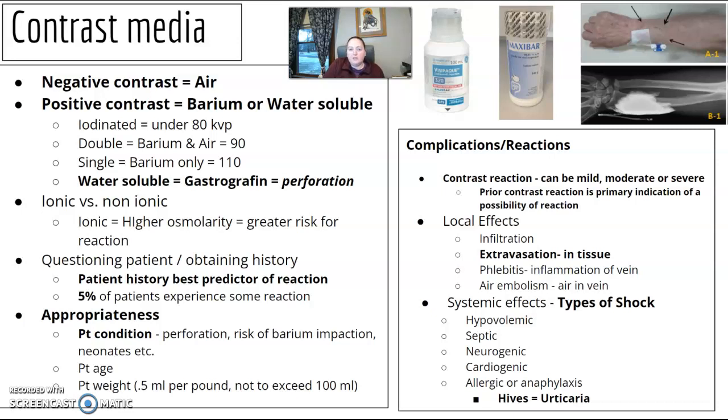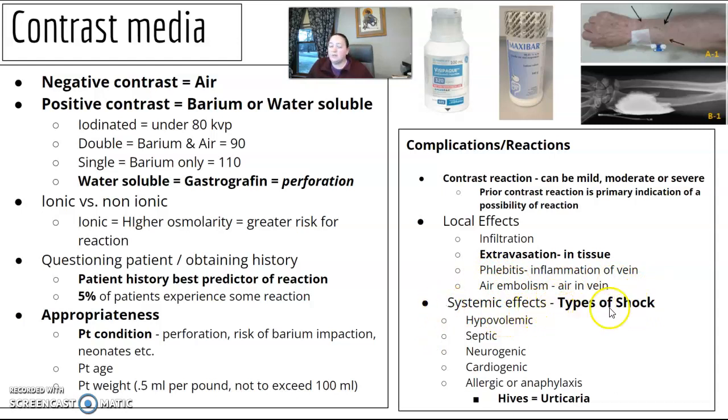Then there's always a possibility of a contrast reaction. So they can be a big range. It could be mild, moderate, or severe. And prior contrast reactions is your biggest indication of possible reaction again. Local effects, oftentimes we'll see the extravasation, which will be in the tissue. Sometimes it happens over in CT, then they'll bring them over for an x-ray of the arm to see if it's stayed in the arm. Possibly air in the vein would be the air embolism. We don't want that, and hopefully that never happens.